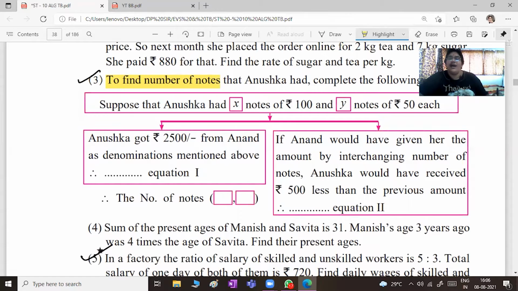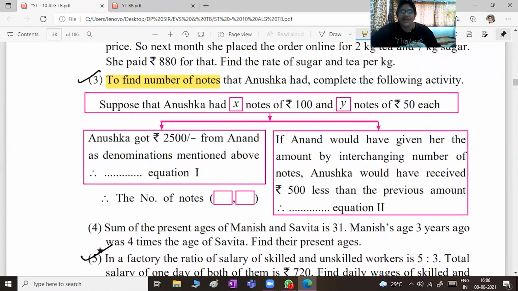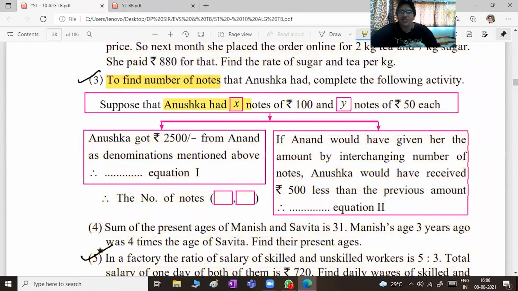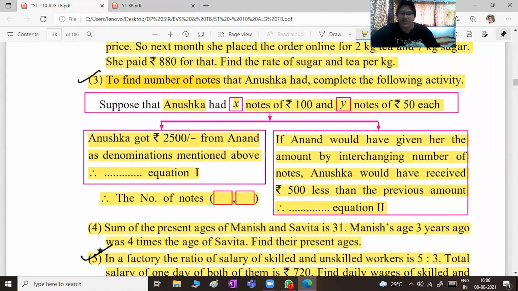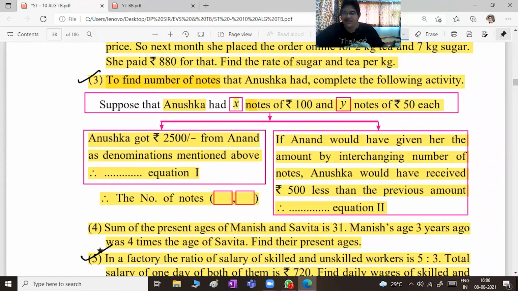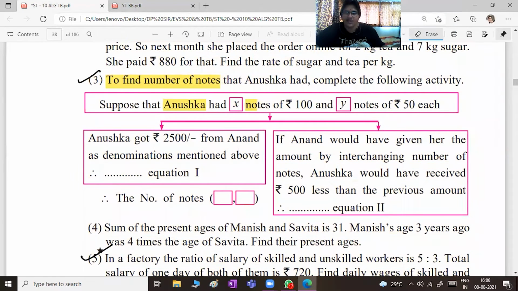Anushka had to complete the following activity. Suppose Anushka had x notes. Anushka had x notes. How to just erase that. Suppose Anushka has x notes.